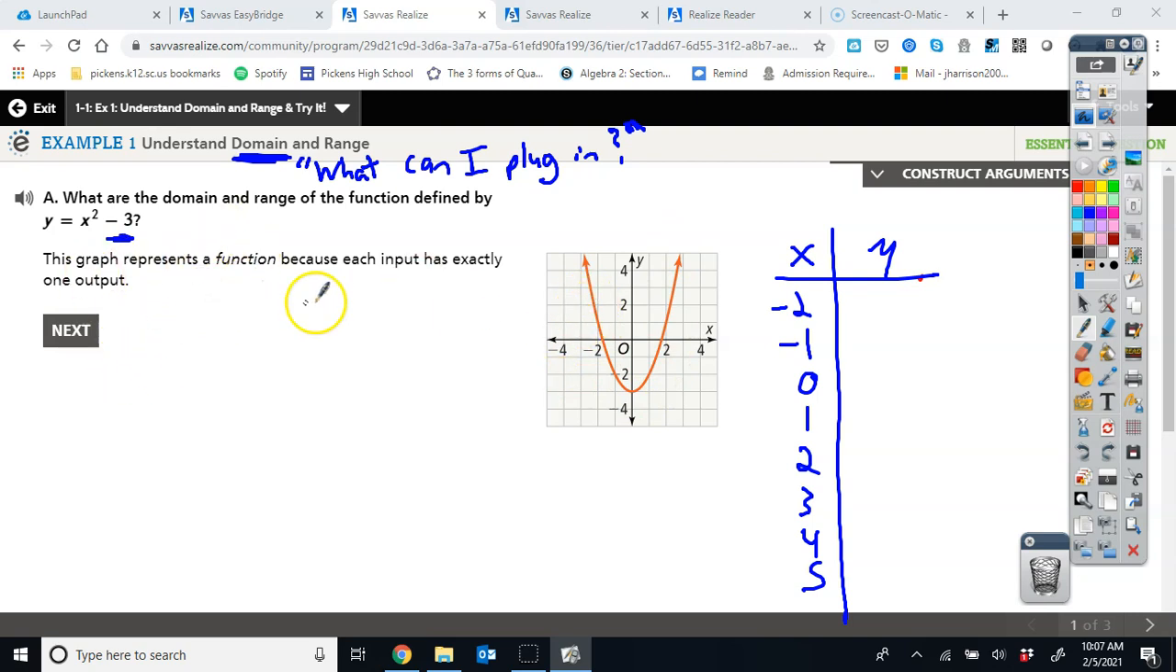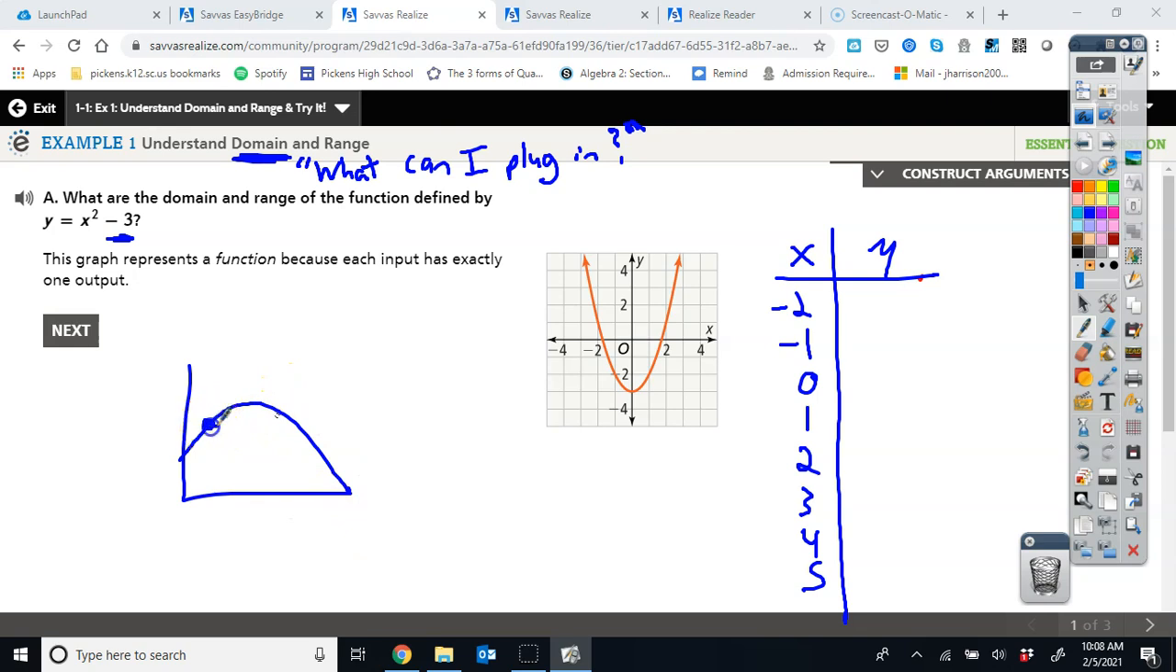So the graph represents a function because each input has exactly one output. Every x that I plug in over here, I would get one y value. Now you can have some repeats of y values according to what type of function it is. It has this kind of shape. Think about if one of these was opening downward, you would see something like somebody kicking a football through the air. Thinking about Super Bowl coming up this weekend, right?